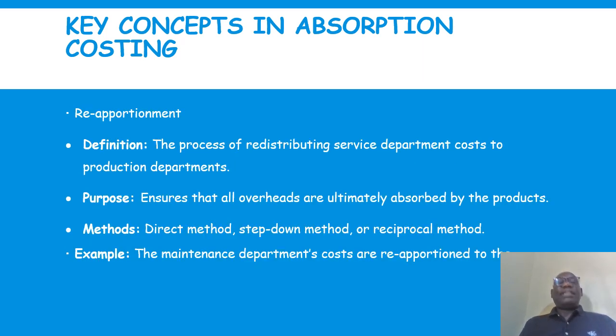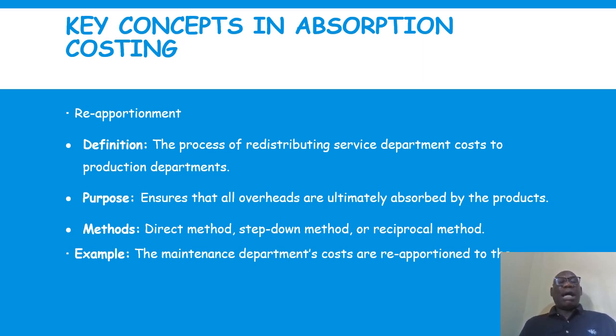We continue with the key concepts in absorption. After apportionment, we can look at reapportionment. What is the definition of reapportionment? Reapportionment is simply the process of redistributing service department costs to production departments. Reapportionment simply means that this is the process through which a business can redistribute service department costs to production departments in the organization.